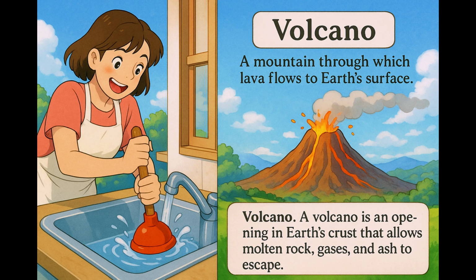In this analogy, the clogged drain is like the Earth's crust. The backed up water represents the molten rock, or magma, and the eventual flow of water simulates the lava flowing out of the volcano.